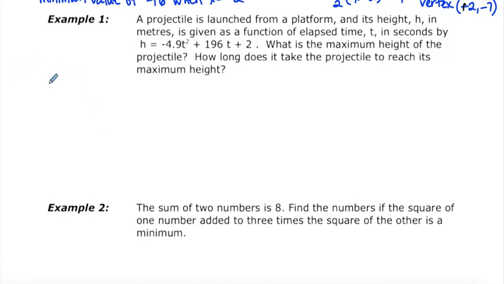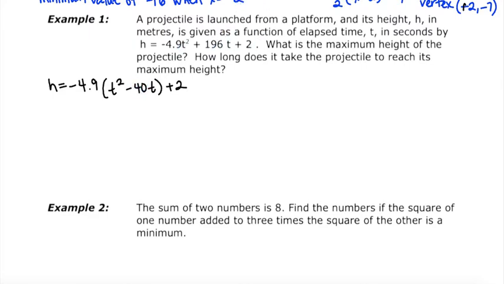So I'm going to take my h equals negative 4.9, and I know that I'm going to factor out that negative 4.9. Whatever the value is in front of your t squared is what we're going to factor out of the first two terms. So negative 4.9 t squared, and then I have to think about what is 196 divided by negative 4.9. When I use my calculator to work that out, I get negative 40. So I have negative 40t plus 2. I've just factored out negative 4.9 from the first two terms in this equation.